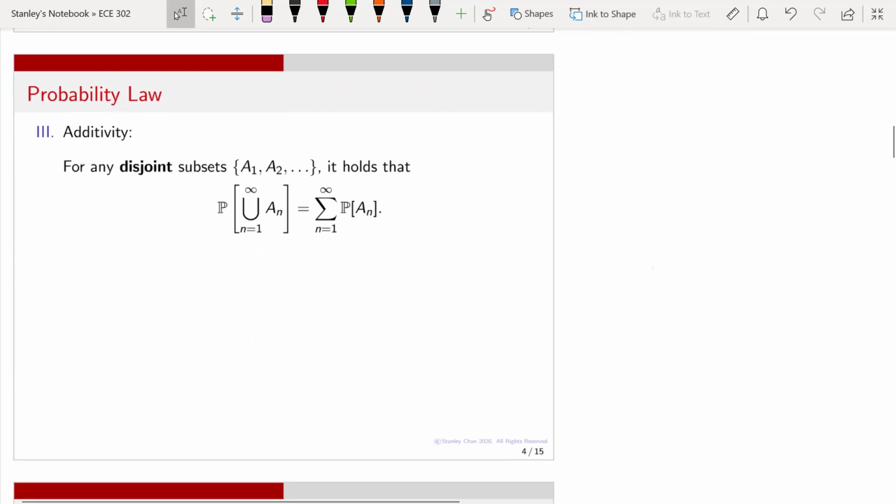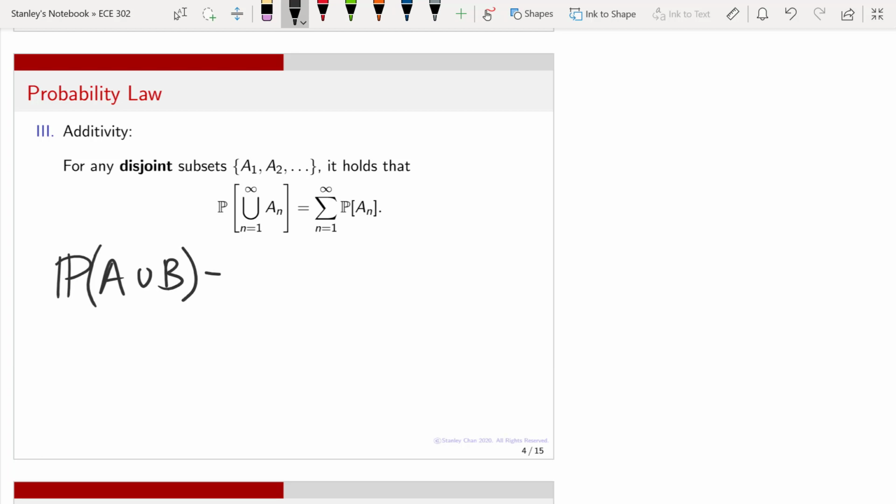And then the third axiom is called the additivity criterion. It says that for any disjoint subsets A1 through A infinity, the probability of this infinite union can be written as the sum of each individual probability. This notation could be a little bit difficult to see, but if I just consider a finite union, which would be A union B, that would be the same as the probability of A plus the probability of B, assuming that A intersect B is empty.